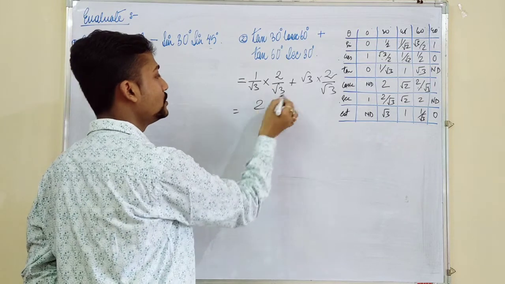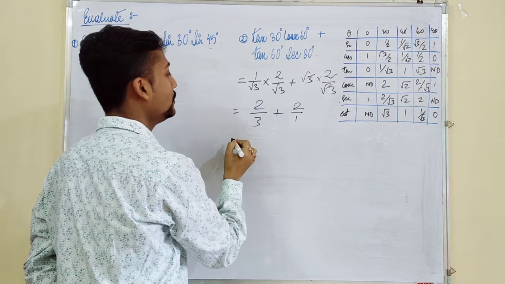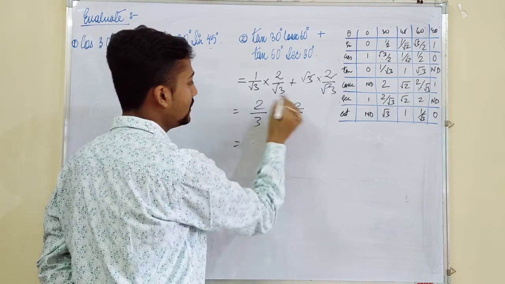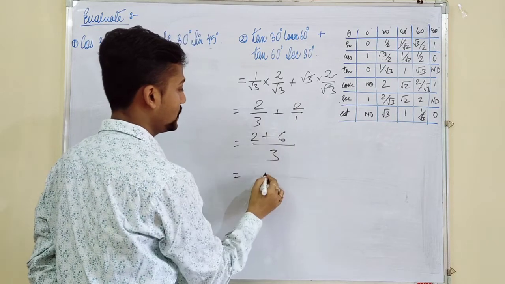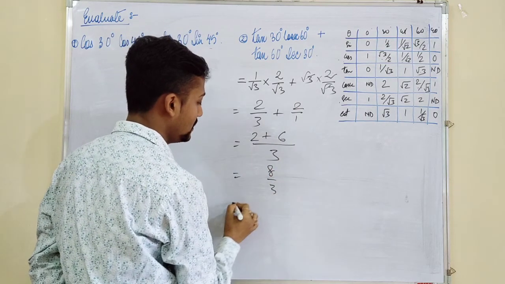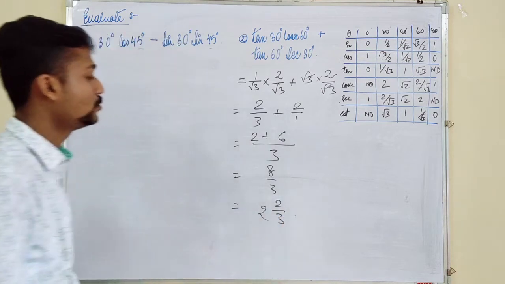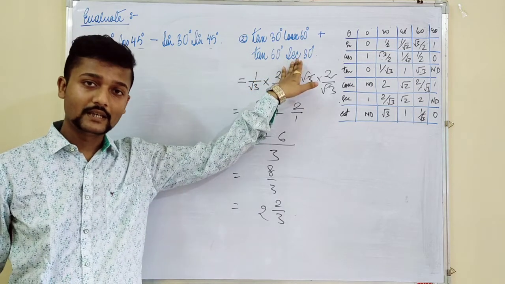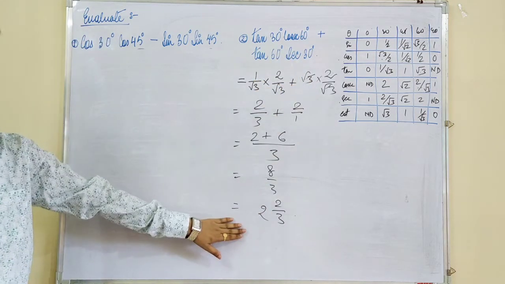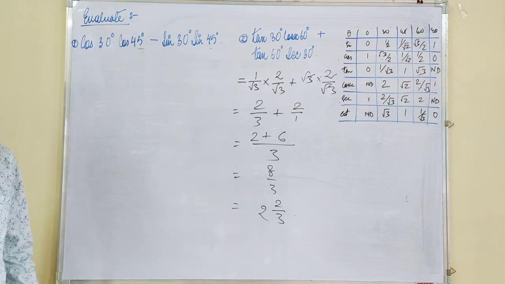2 1s are 2, root 3 into root 3 is 3. Plus, so it will be 2 by 1. So the answer will be how much? 3, 2 plus 6. So it will be how much? 6, 7, 8 by 3, which is equal to 2 2 by 3. This is the required value of the second question that I have given. So try to understand how I have done. You have to also do this particular question that I will put next. So do it carefully.